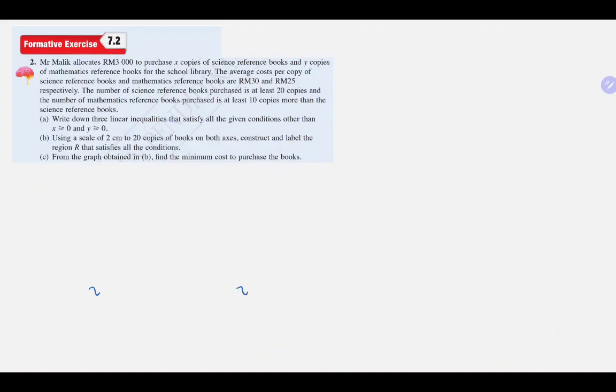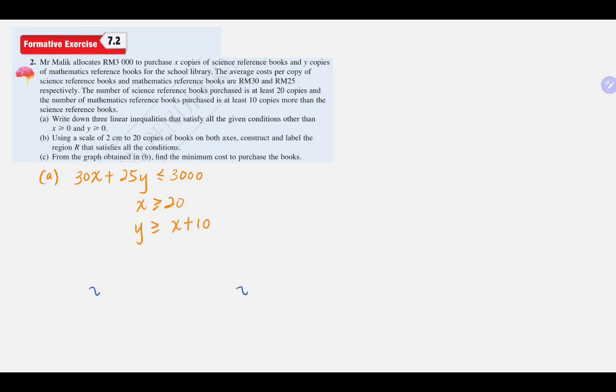Mr. Malik allocates 3,000 to purchase x copies of science reference book and y copies of mathematics reference book for school library. The average cost per copy of science reference books and maths reference books are 30 ringgit and 25 ringgit respectively. The number of science reference books purchased is at least 20 copies, and the number of mathematics reference books purchased is at least 10 copies more than the science reference book. A, write down 3 linear inequalities that satisfy all the given conditions other than x greater than or equal to 0 and y greater than or equal to 0.